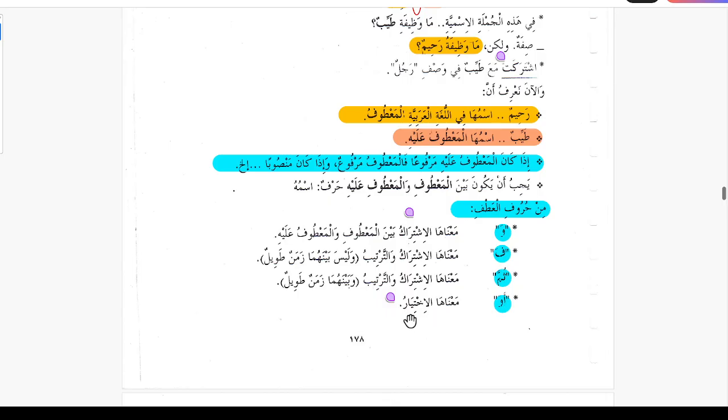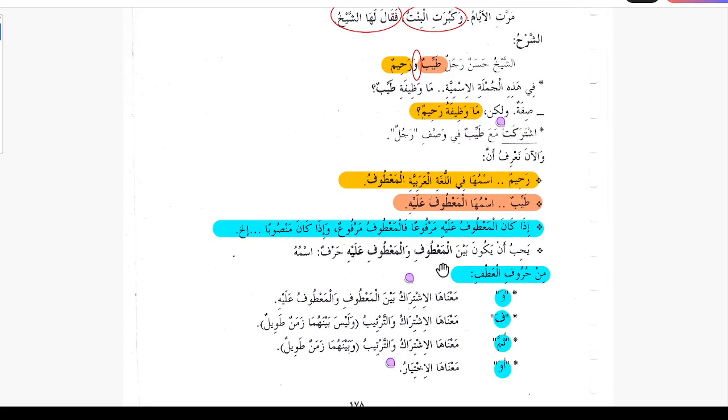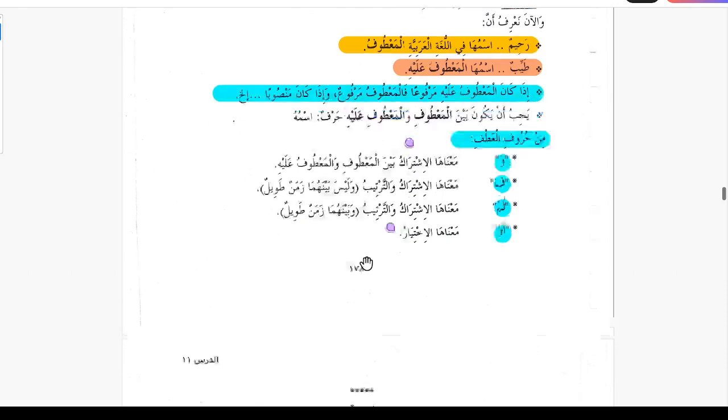Aw is for ikhtiyar, for choice. If there is a choice between the words this or this, then we use aw, but they are all called huruf atf. So they have to be there between matuf and matuf alayh.